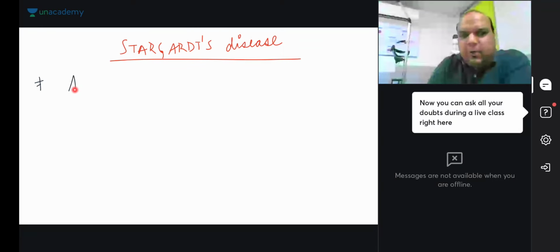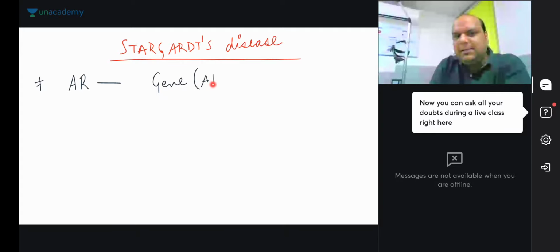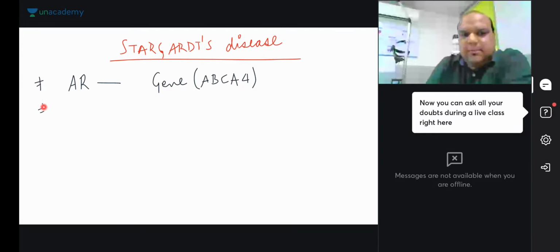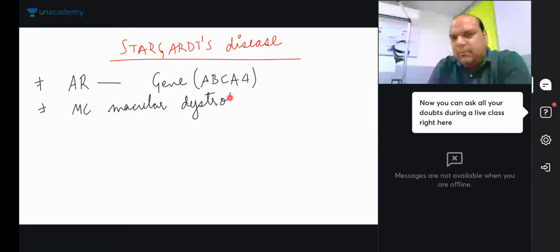What is the mode of inheritance? Autosomal recessive. What is the name of the gene? ABCA4 gene. The name of the gene is ABCA4 gene. This is the most common macular dystrophy.